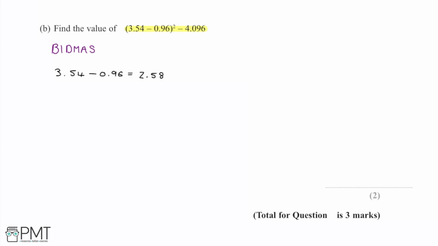And as that's what's inside the brackets, I can then square that. So square 2.58, and that gives me an answer of 6.6564.